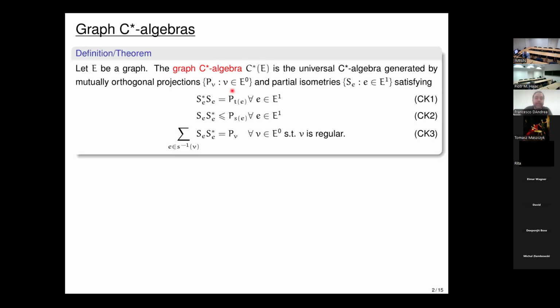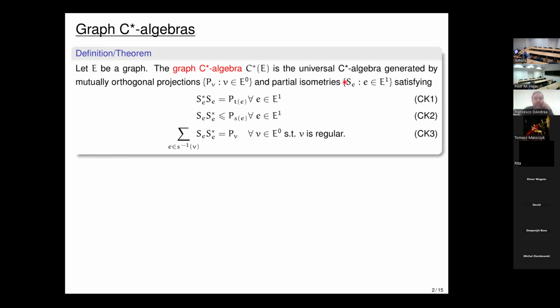One set is a set of projections, one for every vertex. So for every vertex V, you have a projection PV, and these projections should be mutually orthogonal, meaning that if you multiply two of them, you get 0. Then you have another set of generators, one for each edge. For each edge E, you have a partial isometry denoted by SE. These partial isometries also should be mutually orthogonal, by which I mean that the ranges are mutually orthogonal.